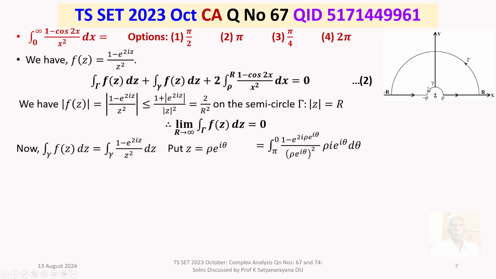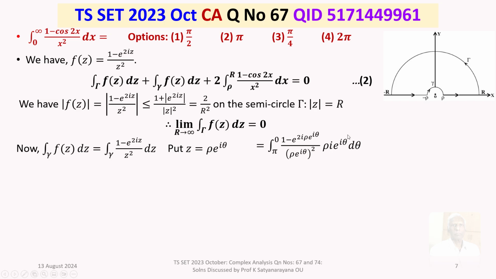Why? It is in the clockwise direction, from pi to 0, not 0 to pi, because 0 to pi means anti-clockwise direction. So it's a clockwise direction. Therefore, the integral will be pi to 0 of 1 minus e power 2i into z, where z is rho e to the power of i theta, by z square, rho e to the power of i theta whole square, into dz, which is rho i e to the power of i theta d theta.